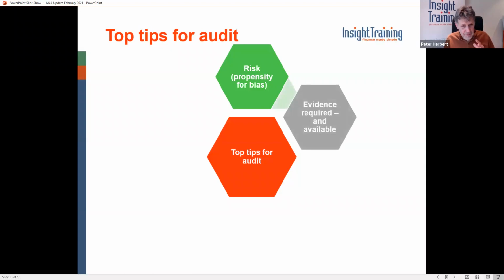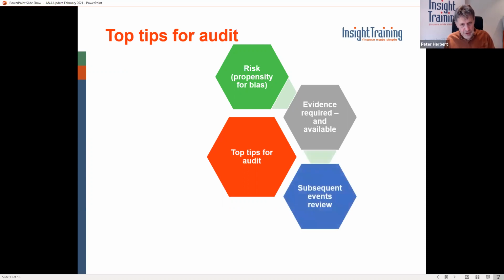Obviously, from an audit point of view, it will be important to validate the provisions that are recognised and to look to get appropriate, sufficient audit evidence in relation to that validation. I think in the current climate, where perhaps audits are being done remotely, validatory evidence is sometimes not as easy to find as it might be in normal times, but that would still be an important consideration.